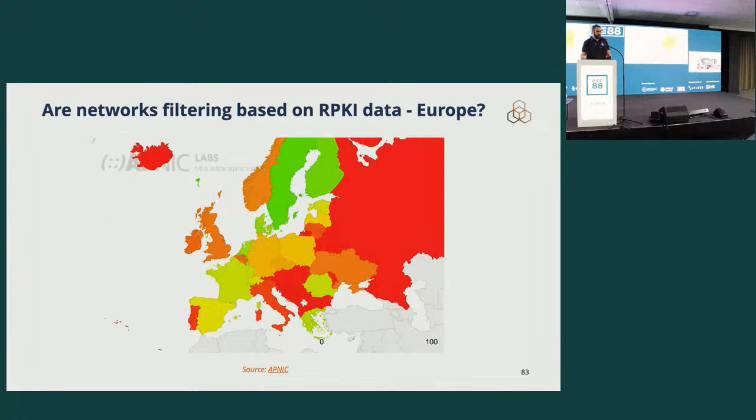If we focus a little bit more on Europe, you see that some countries are doing better than others. At the RIPE NCC, we currently have several programs in Central Asia, East Europe and the Middle East to try to push for phase 2, as we call it, which is the validation.